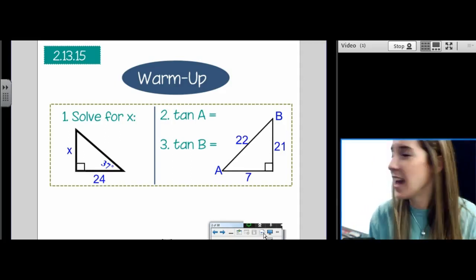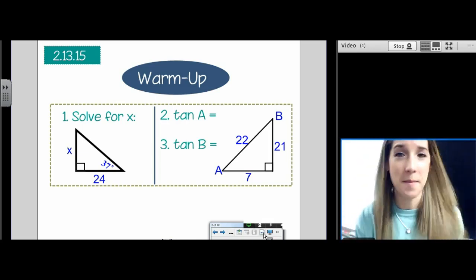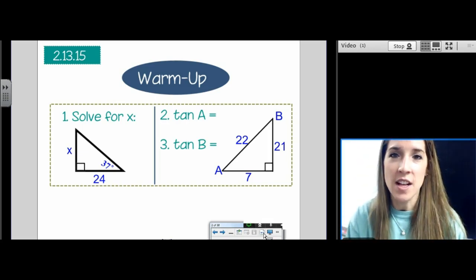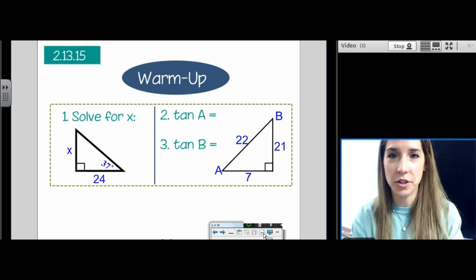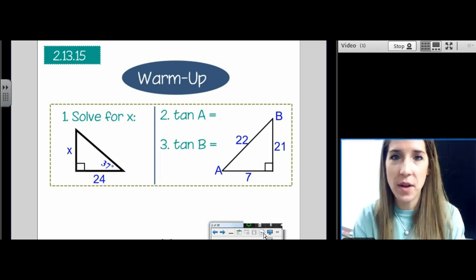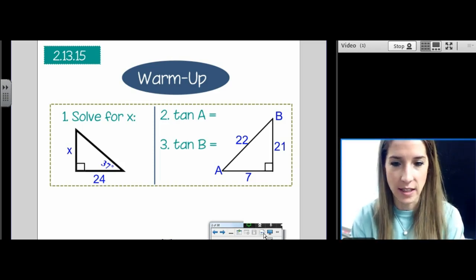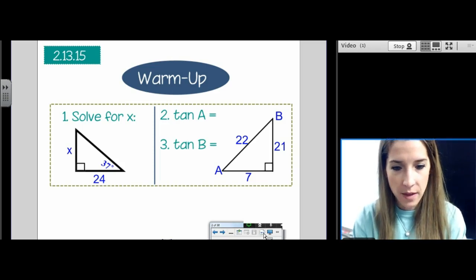Okay, guys, yesterday we had our first day of trigonometry. It might not have made sense. It was fast and furious. So today we get a whole other day to work on trigonometry. We're going to introduce sine and cosine, and hopefully when we put it all together, it'll make sense how we use trig to solve for missing sides of triangles. Let's take a look at our warm-up.